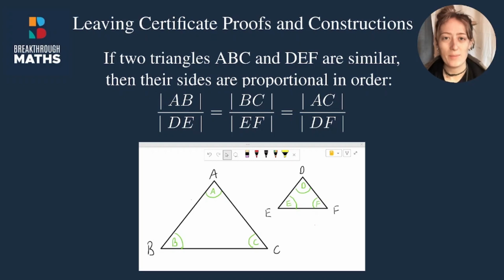Hi guys, welcome to the step-by-step instructional video on how to prove that if two triangles ABC and DEF are similar, then their sides are going to be proportional. Okay, so this proof is going to be structured in a similar way to a lot of Leaving Cert proofs, where we're going to have a given, to prove, construction and proof.